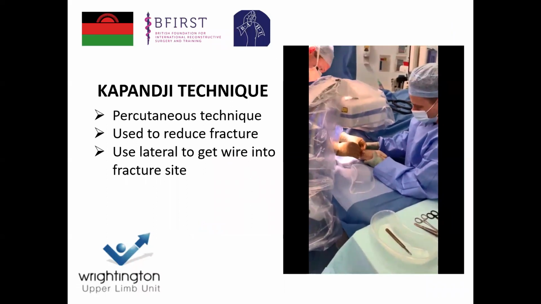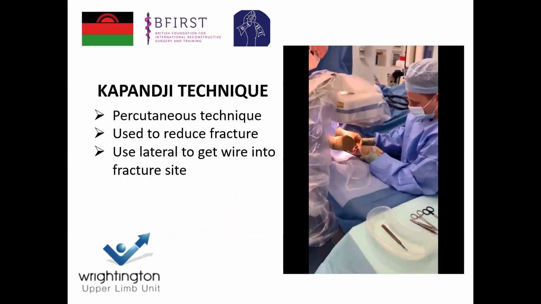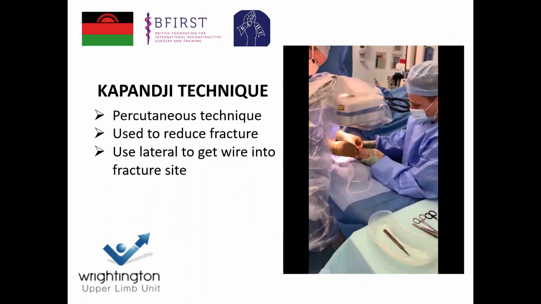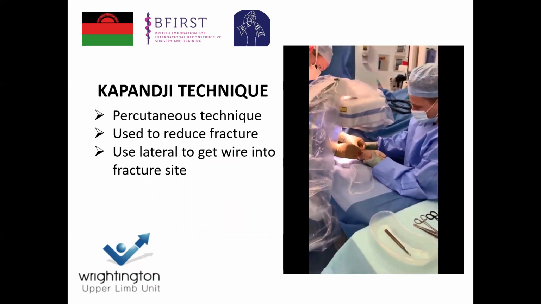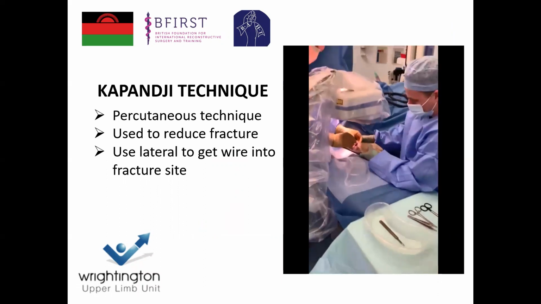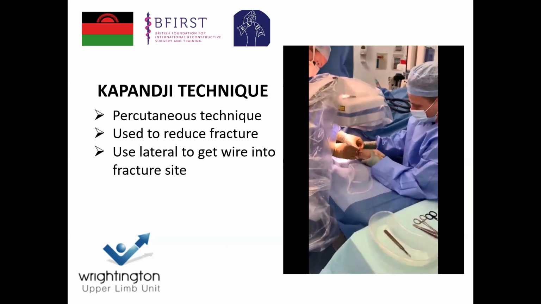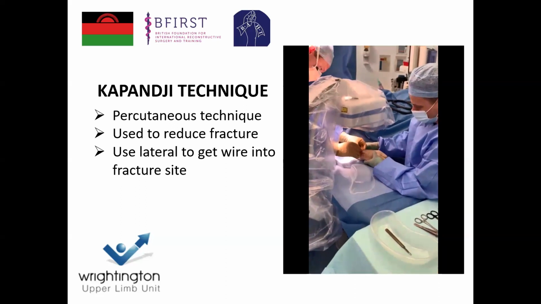A Kapandji technique is a technique we all use to help reduce these fractures. It's a fantastic way of passing a wire into the fracture site and levering and hinging that fracture back into position. You don't have to do this just dorsally, you can do it radially as well, depending upon the fracture pattern you have. Now, a tip that I do is I use X-ray to mark up the fracture site.